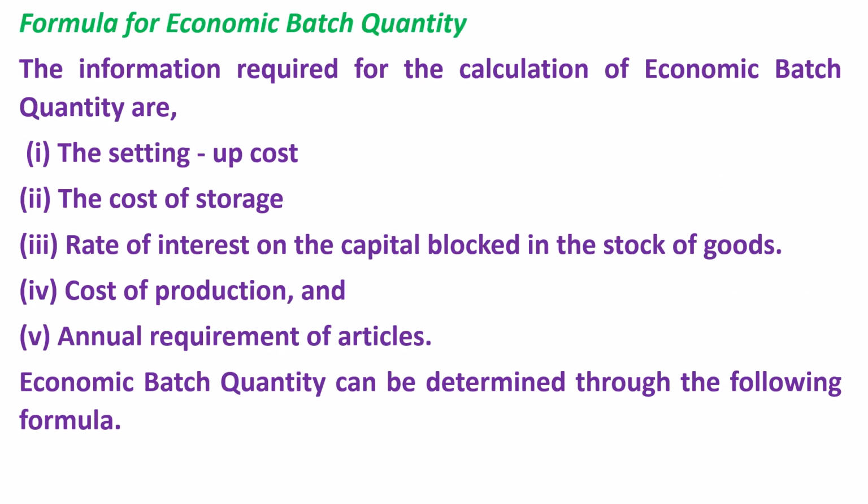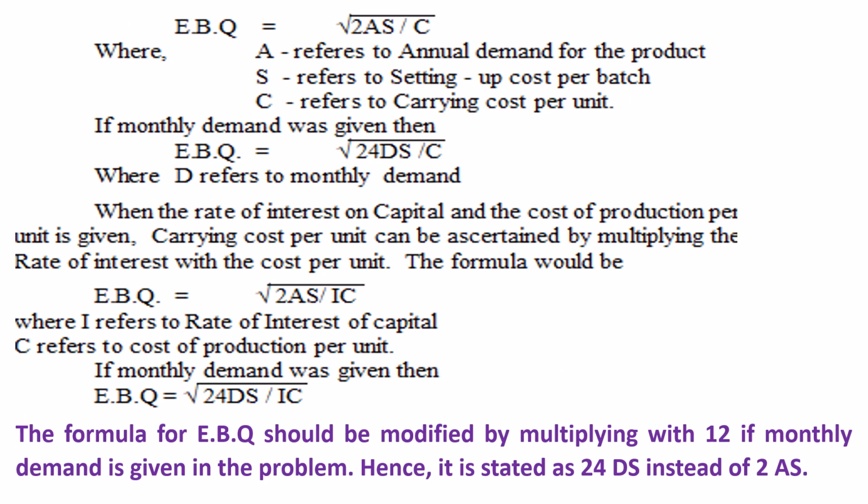Formula for economic batch quantity. The information required for the calculation of economic batch quantity are: 1. The setting up cost. 2. The cost of storage. 3. Rate of interest on the capital blocked in the stock of goods. 4. Cost of production, and 5. Annual requirement of articles. Economic batch quantity can be determined through the following formula. The formula for EBQ should be modified by multiplying with 12 if monthly demand is given in the problem. Hence it is stated as 24 ds instead of 2 as.